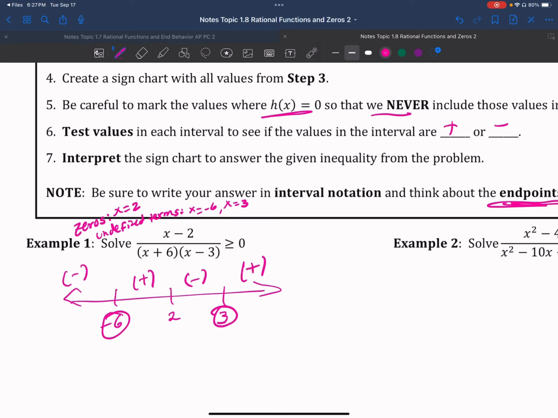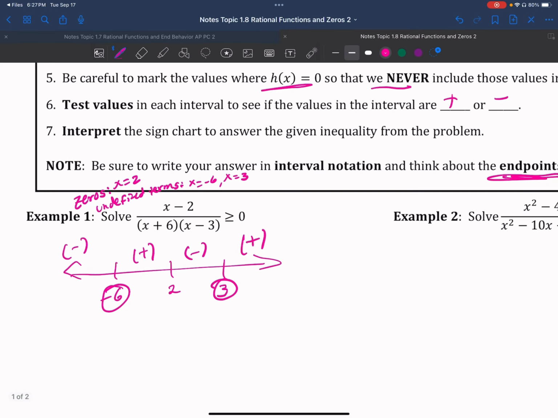Now I'm going to interpret the sign chart to answer the inequality that was given to me. So I know that I'm looking for numbers that are larger than 0 or greater than or equal to 0. So I'm going to be looking at my positive intervals. So I have 2 of them, one highlighted here in red, and the other one is highlighted here in red as well. So the first one starts at -6. Don't forget -6 has to be included because it was one of the undefined values. And then it stops at 2.